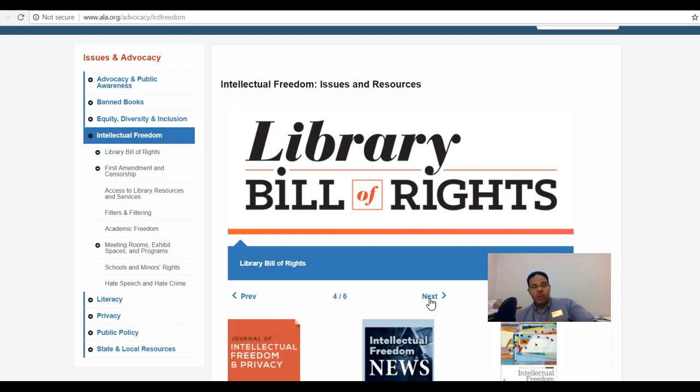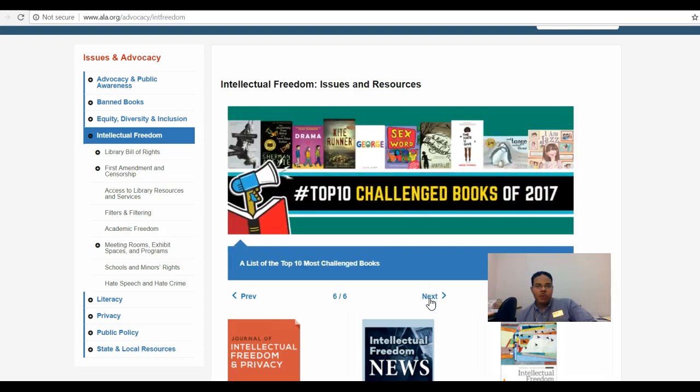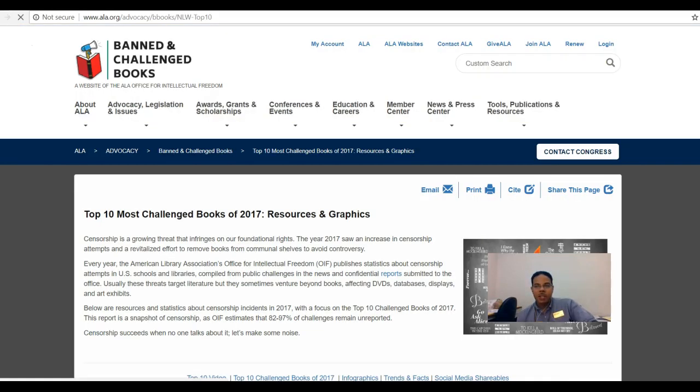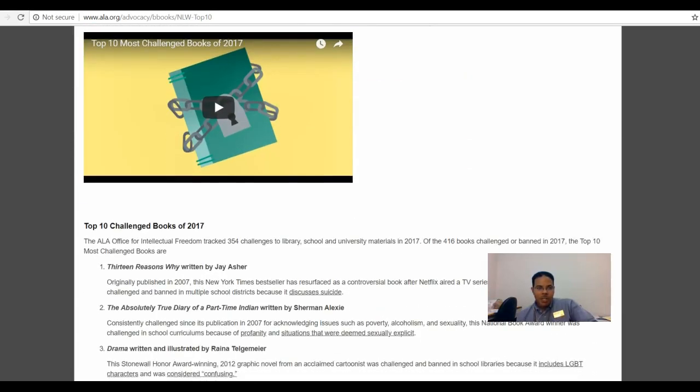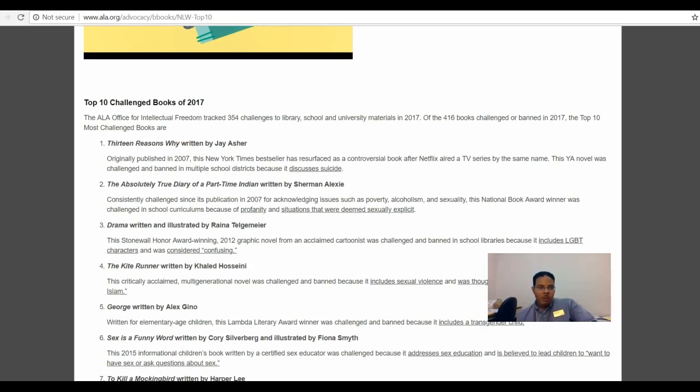There is a Library Bill of Rights, and that includes your right to read, your freedom to read. And then also there is an Office of Intellectual Freedom within ALA, and then the top 10 challenged books of 2017. As you can see there, they keep a running list. And so here's your list here. 13 Reasons Why was the most challenged book last year, and that is because of suicide.